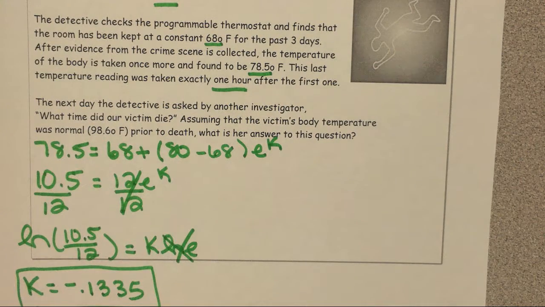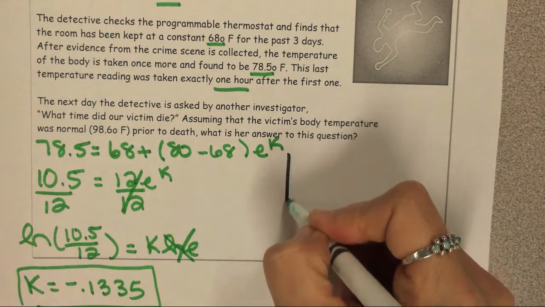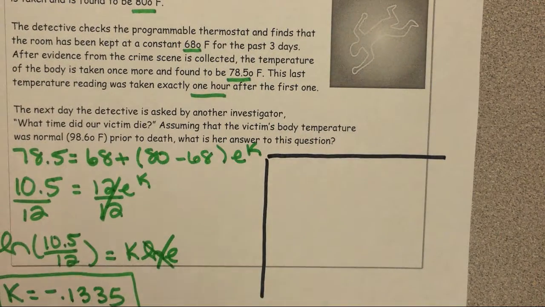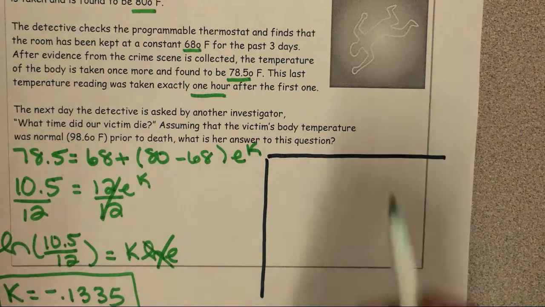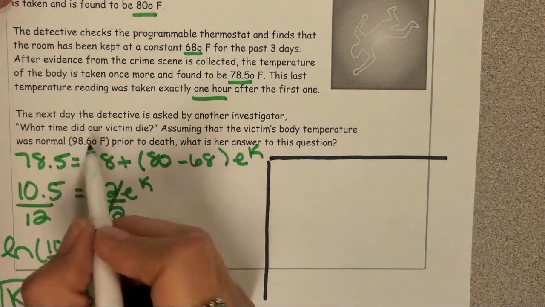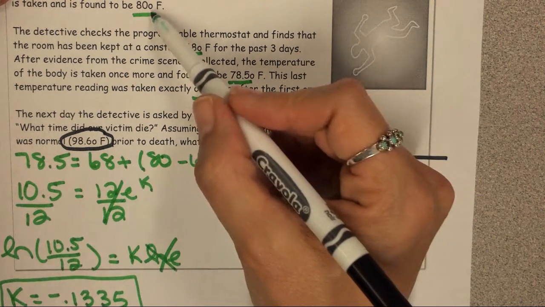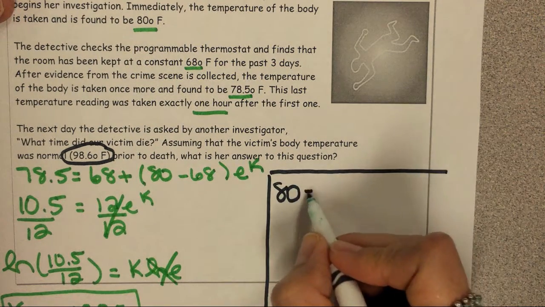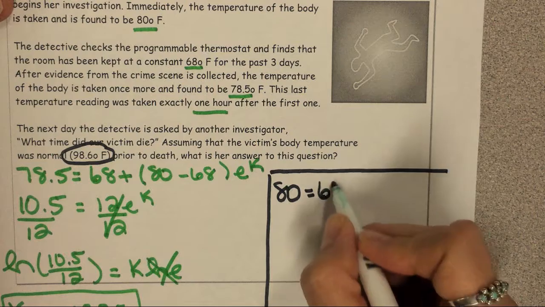Okay, so that's the first part. Now we need to figure out at what time did the victim die. So the initial temperature is still not going to change. Oh, wait a minute, on this one it is. The initial temperature of a human body is what? It's 98.6. They told me right here in this problem. And this is going to be the temperature they found the body at. So we're switching them up this time. We found the body at 80 degrees. The room temperature is what's not going to change.